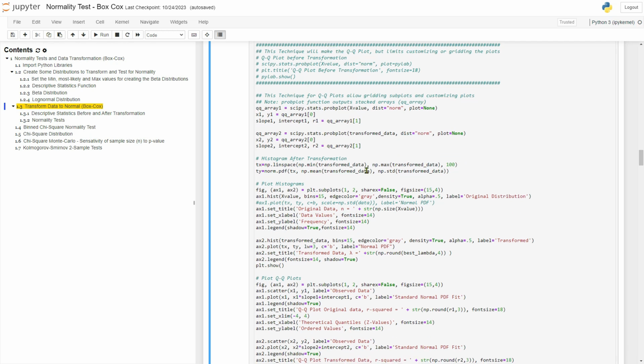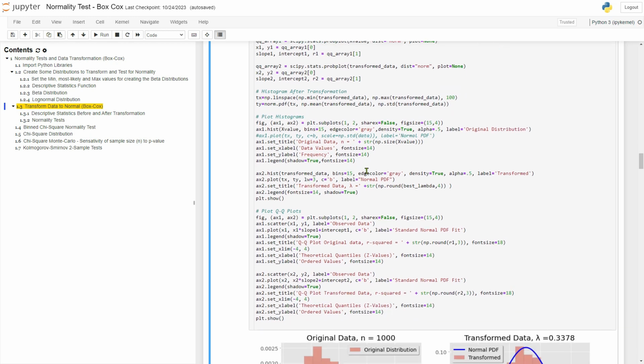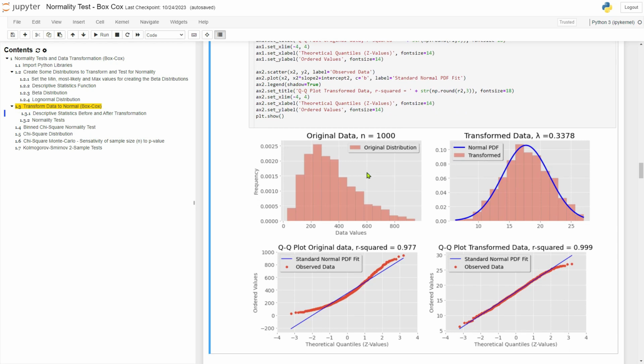And now I'm just going to do some plotting of histograms and PDFs of the raw data and the QQ plots. So here we look at the original data. This is the beta distribution, and you can see that it's strongly skewed. And when we look at the QQ plot, here's the linear fit. If it's normal, the observed data will plot along the blue line, and that would tell you that it's normal.